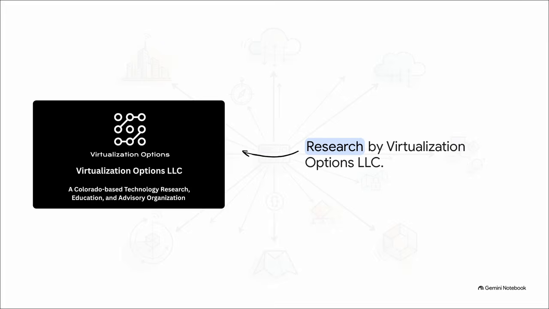We're drawing our insights today from a fantastic resource. This is part 17 of a 20-part tutorial called Guide to Modern Network Routing Protocols from Virtualization Options LLC. They're a Colorado-based technology research, education, and advisory organization. Now, we're only going to discuss what is in Chapter 17 today.